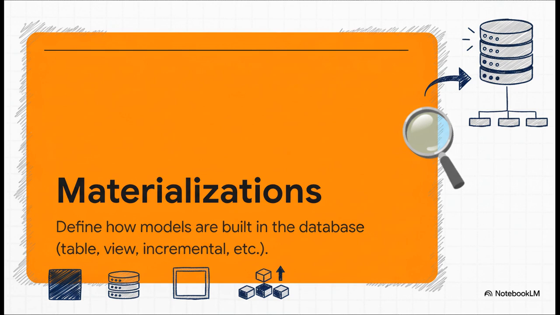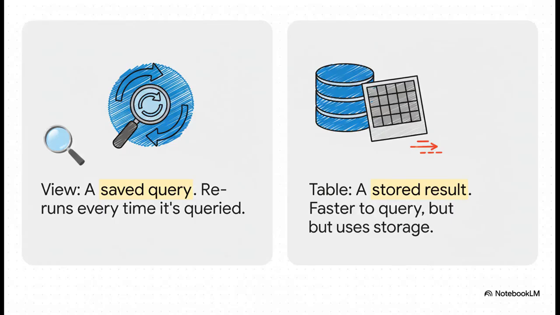It's a fancy word, but the concept is pretty straightforward. It's just a setting that tells DBT how it should build your model in the database. Should it create a permanent table that actually stores all the data? Or should it just be a simple view, which is basically just a saved query? So the two most common choices are view and table.